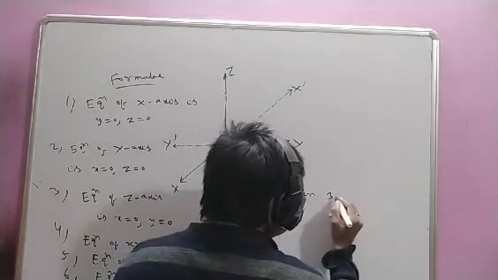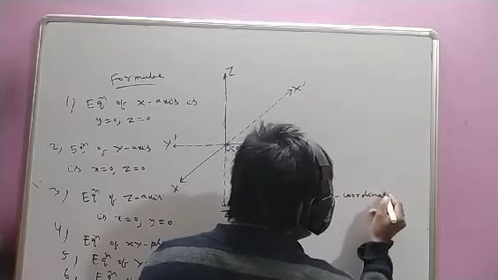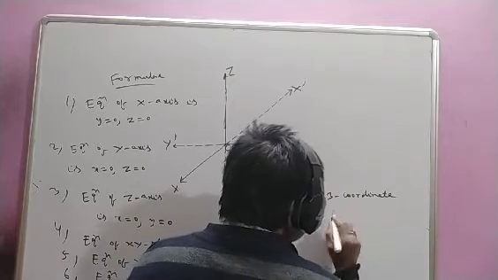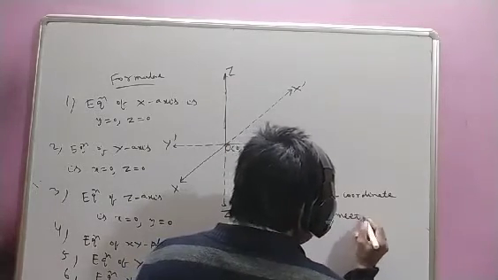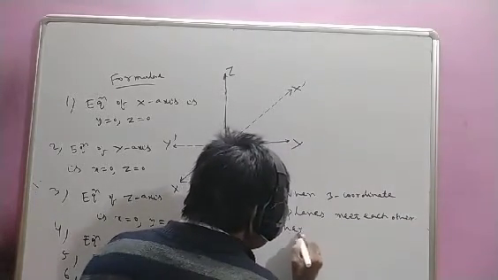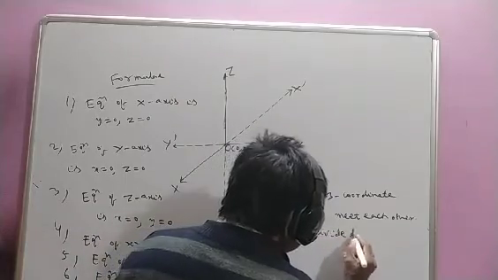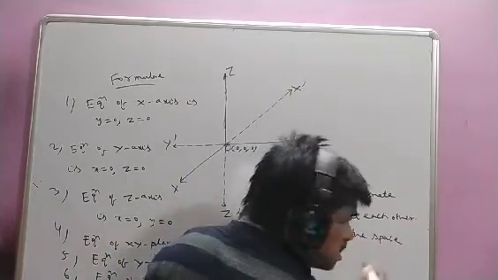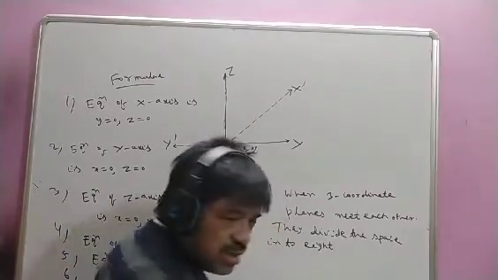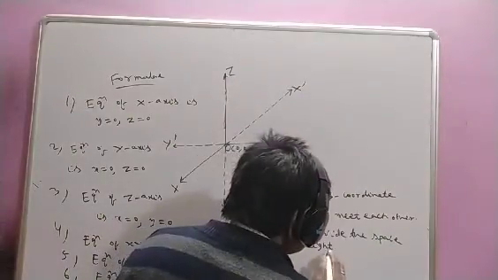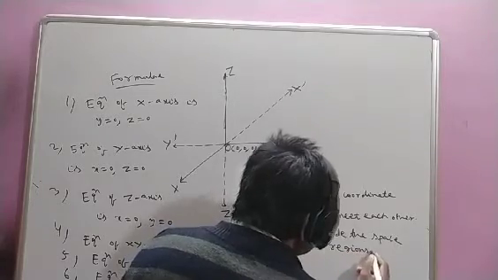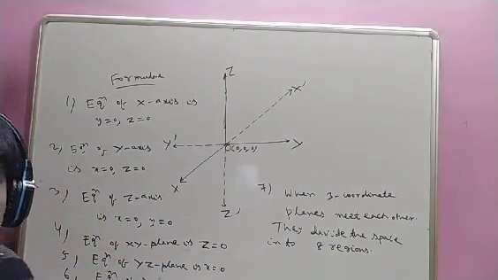When three coordinate planes, that is your xy plane, yz plane and xz plane, meet each other, they divide the space into 8 regions. How many regions? 8 regions. Everybody clear? Not clear?